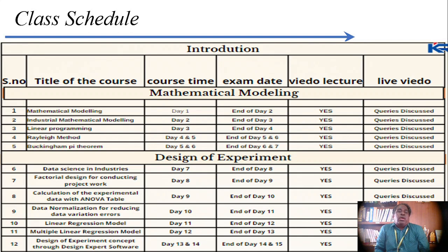from the industry, what are the measuring instruments utilized, and how they frame the experiments for collecting the data to infer the machines, and how they calculate the experimental data with the ANOVA table. There are a lot of data variations available. How do we normalize the data and execute it for making decisions? From that normalized data, how do we frame the linear regression model and the multiple linear regression model? Likewise, we can discuss the design of experiment concept. Finally, we may go with the design of experiment concepts through Design Expert software.